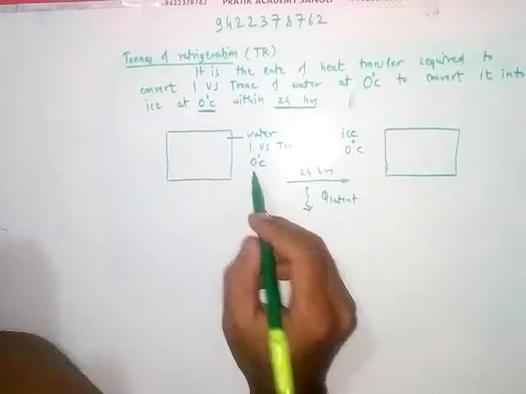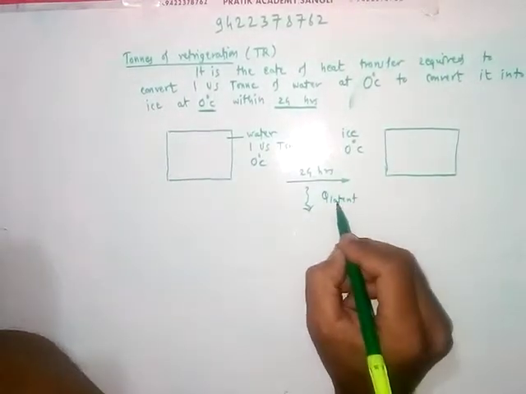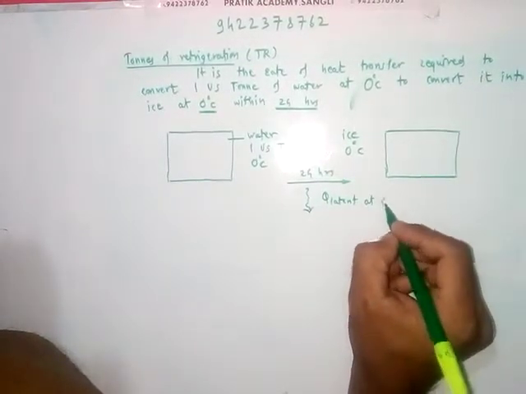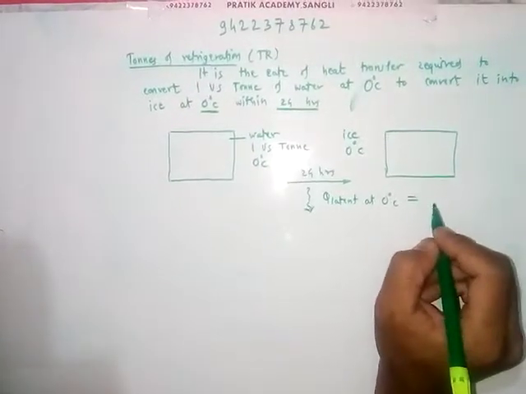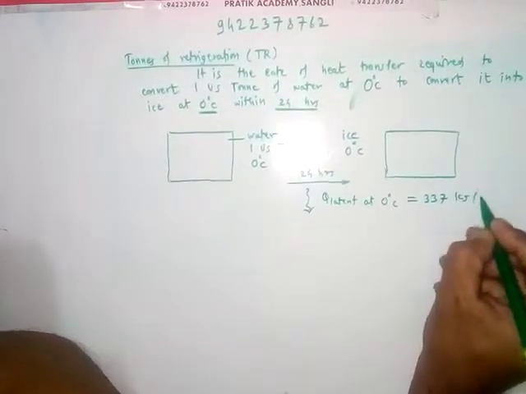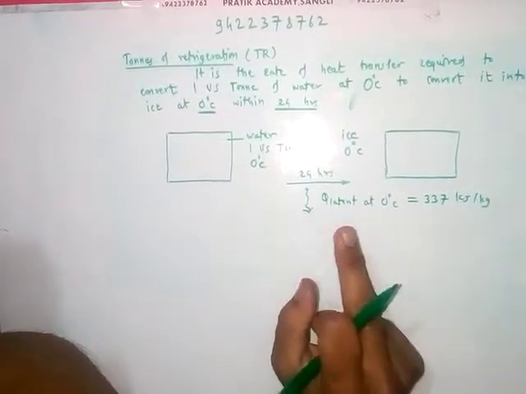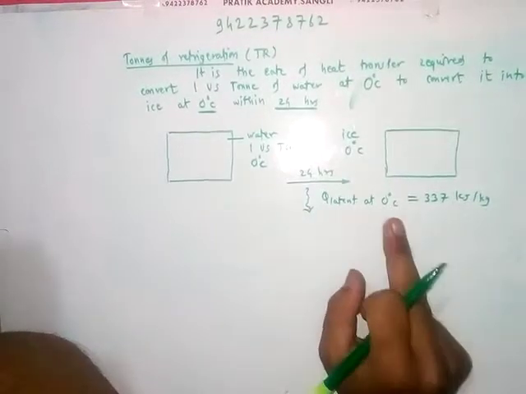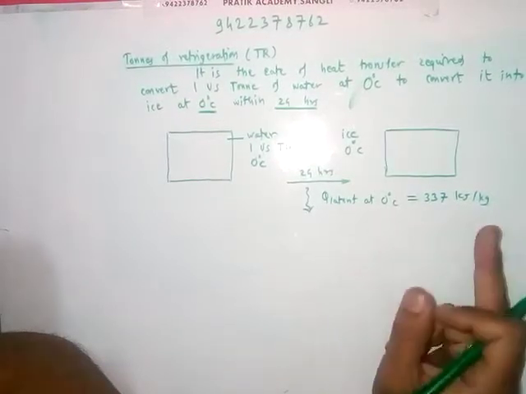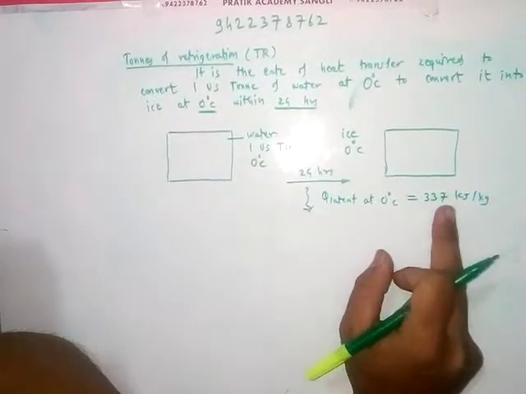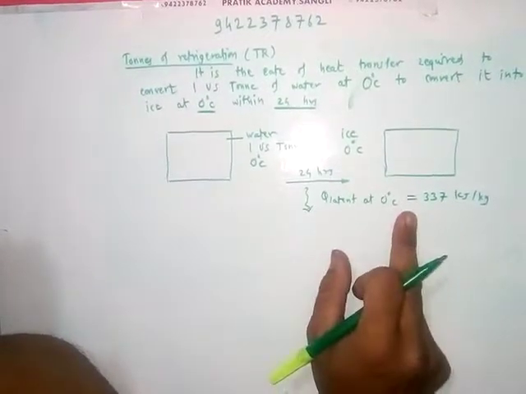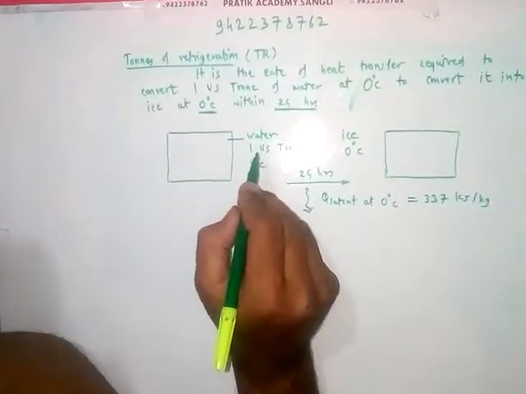Initially water is at 0 degree Celsius, so we have to find out the latent heat of water at 0 degree Celsius, and this value is approximately equal to 337 kilojoule per kg. That means if you want to convert 1 kg of water which is at 0 degree Celsius into ice, we have to remove this amount of heat. Now this is for 1 kg. Our mass is 1 US ton.